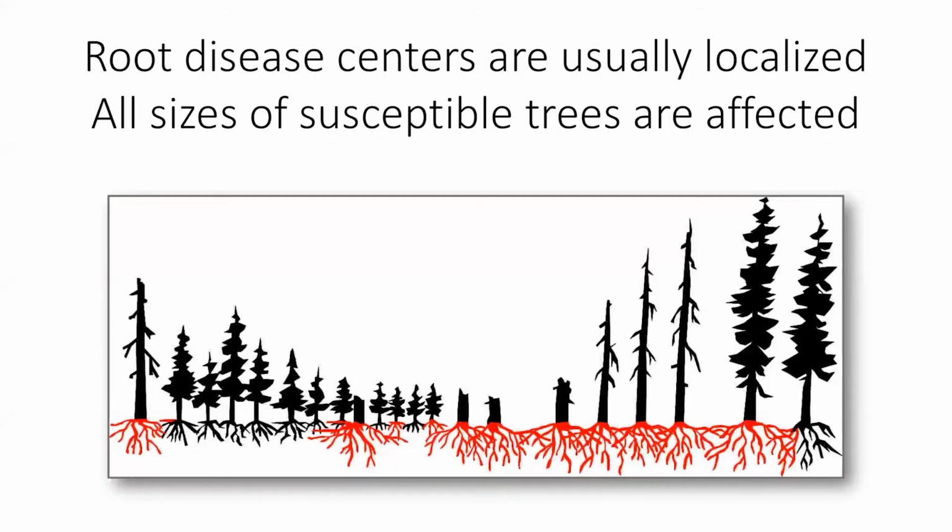So these root diseases spread underground by root-to-root contact of susceptible hosts. The annosus root disease can also spread by spores. So sometimes you get these patches where a tree has died and you have stumps, and that root disease is basically proliferating in these roots, and it's traveling and it's infecting the trees that are growing and standing next to it.